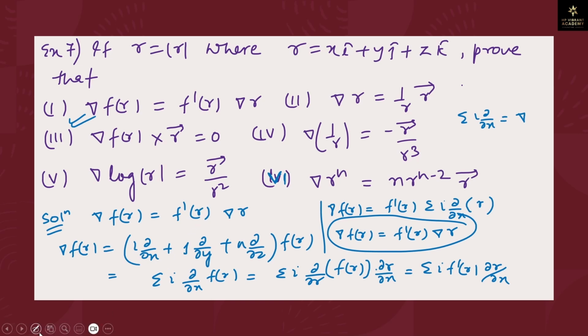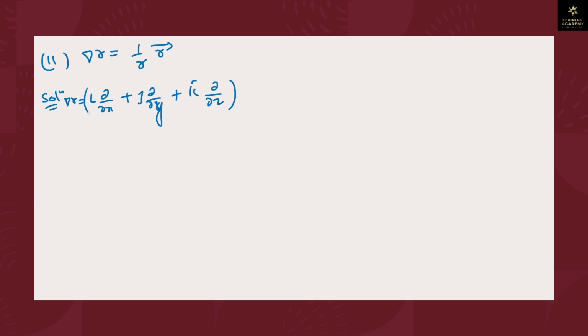Let us discuss the second part. In the second part we have del of r is equal to 1 by r into r vector. How can we solve this? Let us apply del on r. We have i del upon del x plus j del upon del y plus k del upon del z on r, so this is equal to i del r upon del x plus j del r upon del y plus k del r upon del z. How can we find this?